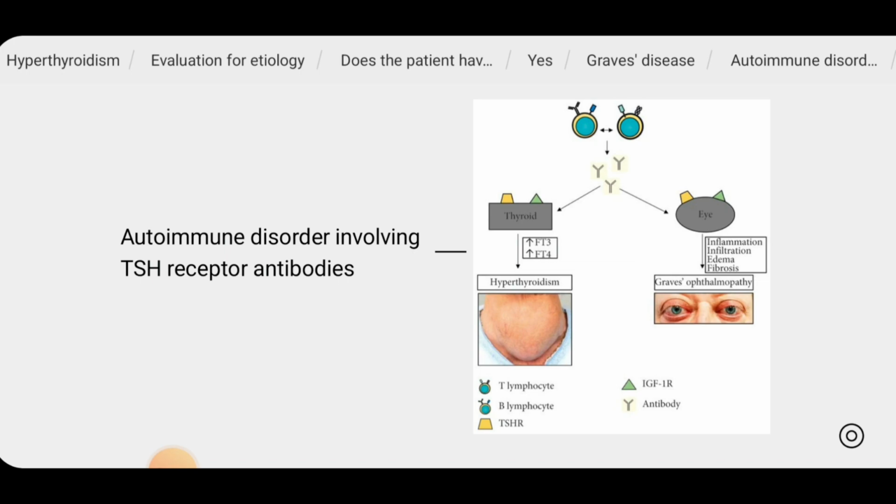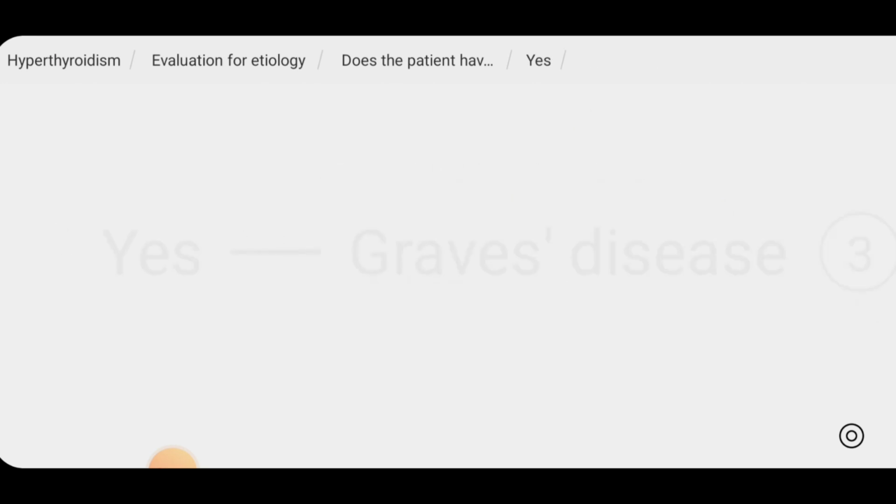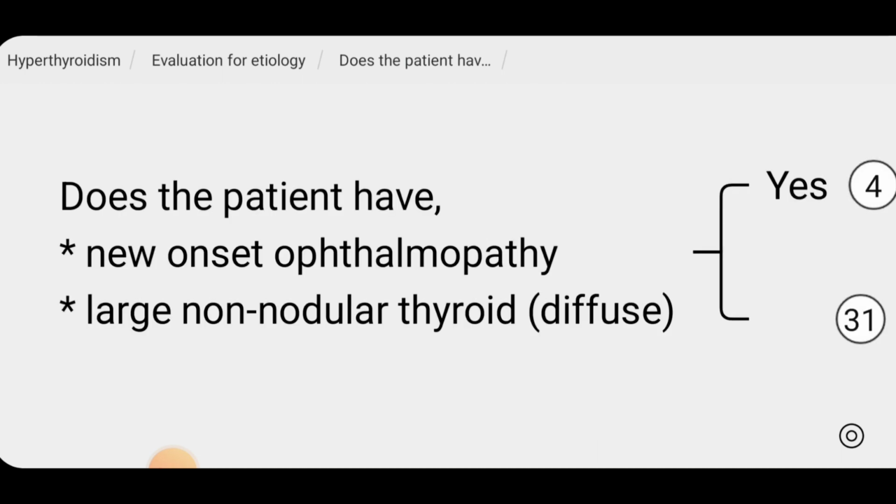When these TSH receptor antibodies act on the eye, they cause inflammation, infiltration, edema and fibrosis, and this gives rise to the physical signs found in Graves' ophthalmopathy. That is the pathophysiology of Graves' disease. So, if a patient presenting with hyperthyroidism has new onset ophthalmopathy and a large non-nodular or diffuse thyroid gland, then the diagnosis is Graves' disease.